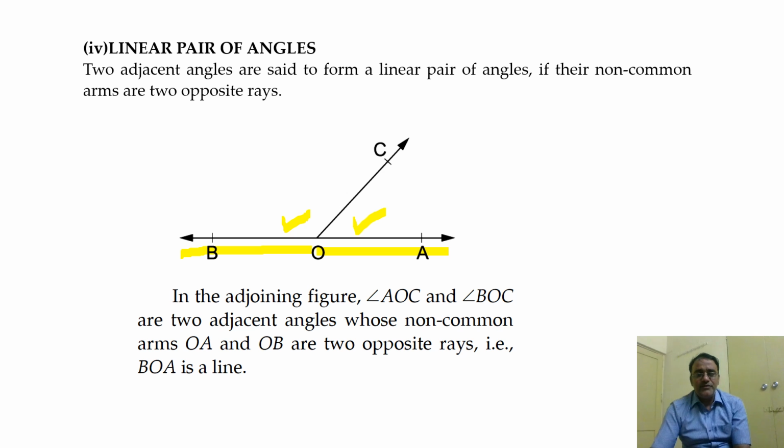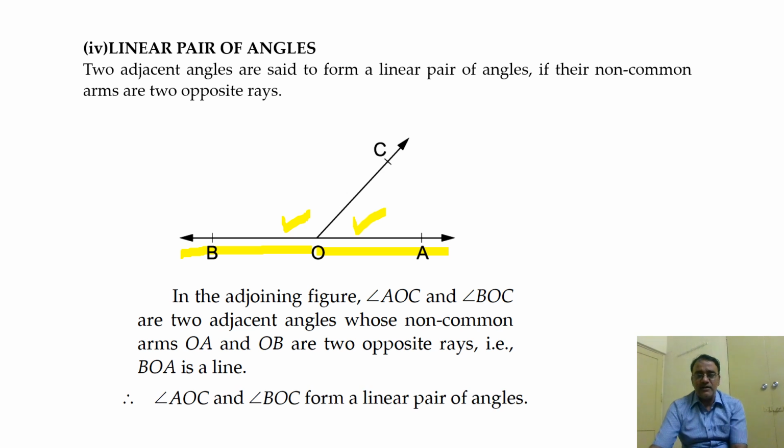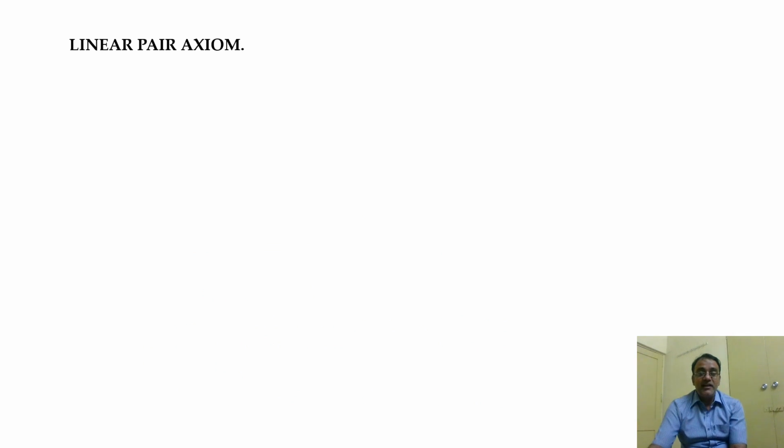Okay. Now we have two very important axioms based on a linear pair of angles. Here, these two angles are a linear pair. Angle AOC and angle BOC form a linear pair of angles. So now we'll move to the axiom, the linear pair axiom.